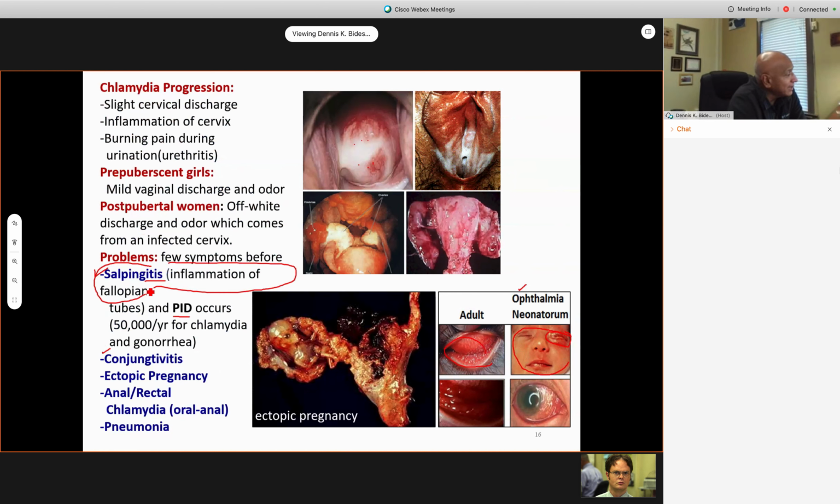So we have PID, salpingitis, conjunctivitis, other things that can occur, ectopic pregnancies. So ectopic pregnancy simply means this is development of the fetus outside of the uterus. So here's what normally happens. A sperm unites with the egg like right over here. This is the upper third of the fallopian tube.